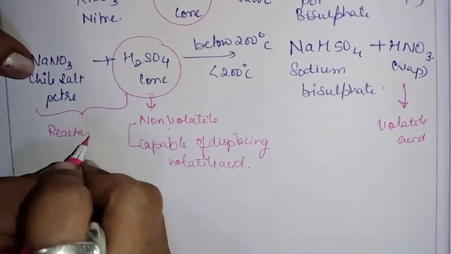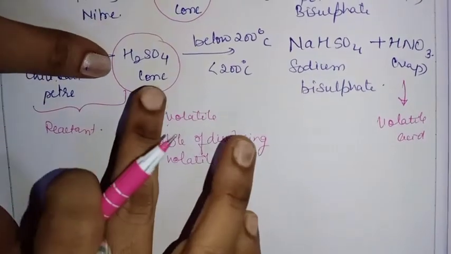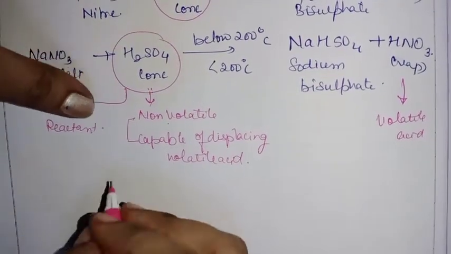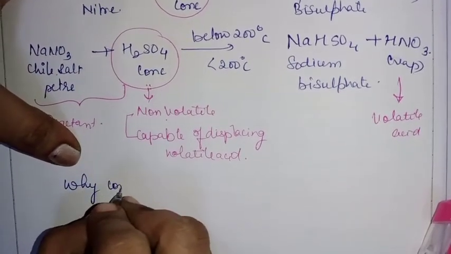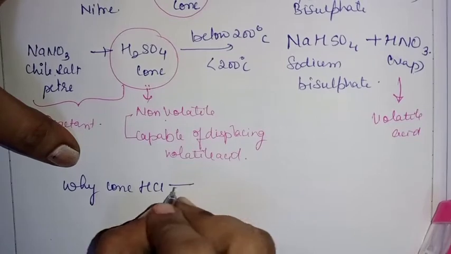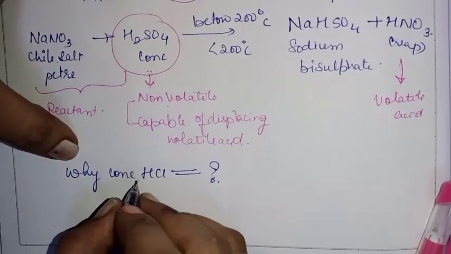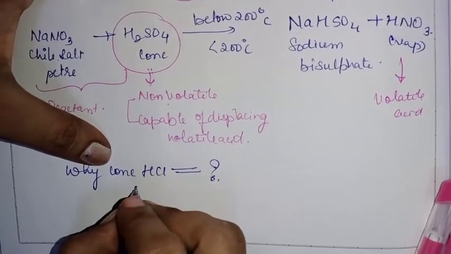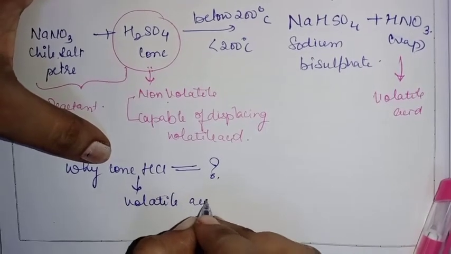Now we are going to discuss another acid. Why can we not prefer concentrated HCl, children? Why can concentrated HCl not be used? Because it is a volatile acid.